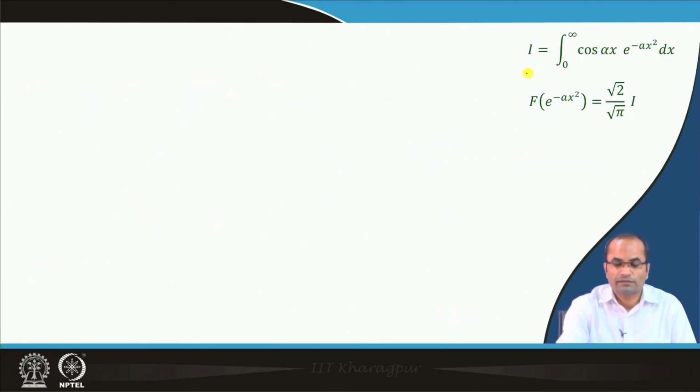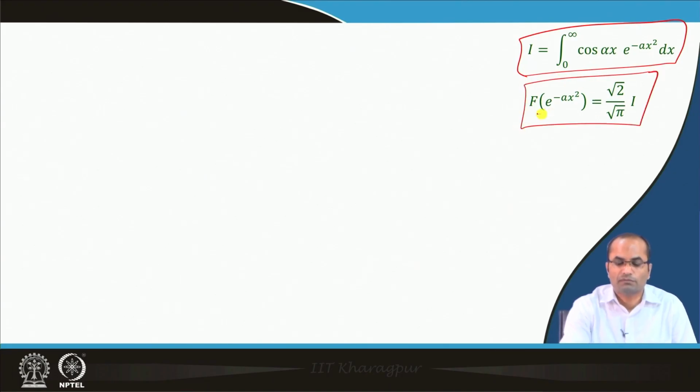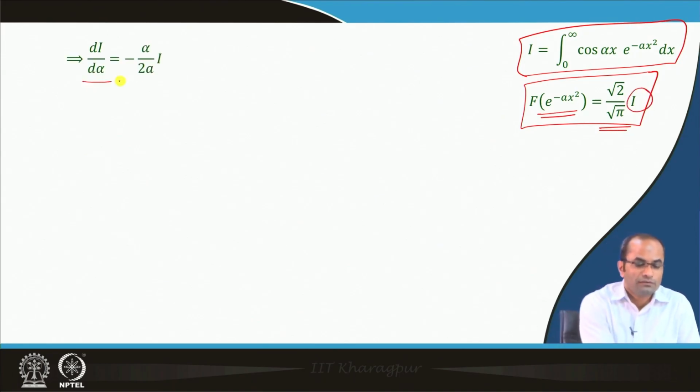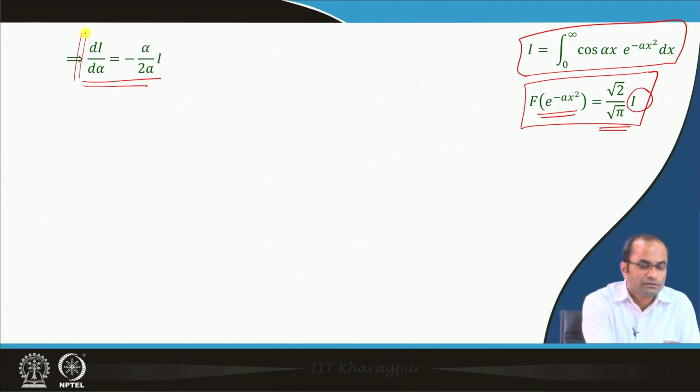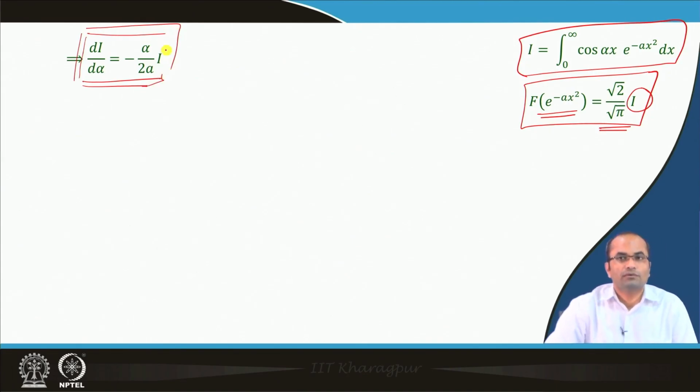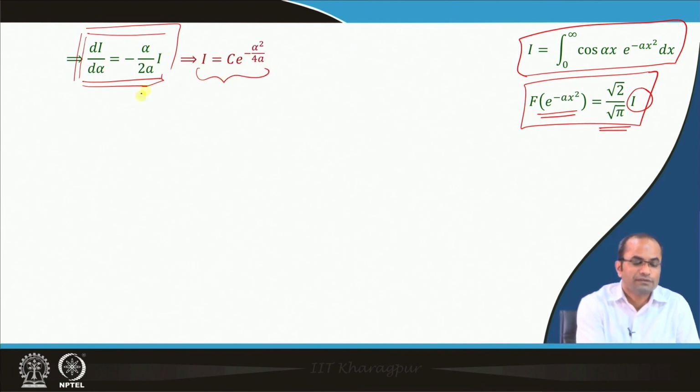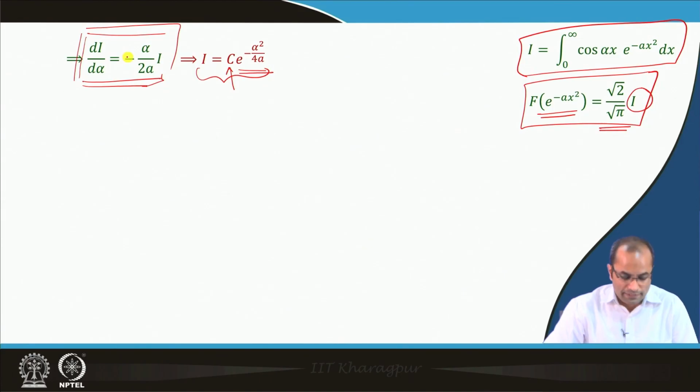So, what is the situation? We have this I which we have defined there, and the Fourier transform of e power minus a x square we have written as square root 2 over pi times this integral I. Now, for solving this integral I, we arrived at this differential equation, d I over d alpha is equal to minus alpha over 2a I, which can easily be solved to give I equal to some constant times exponential minus alpha square over 4a.